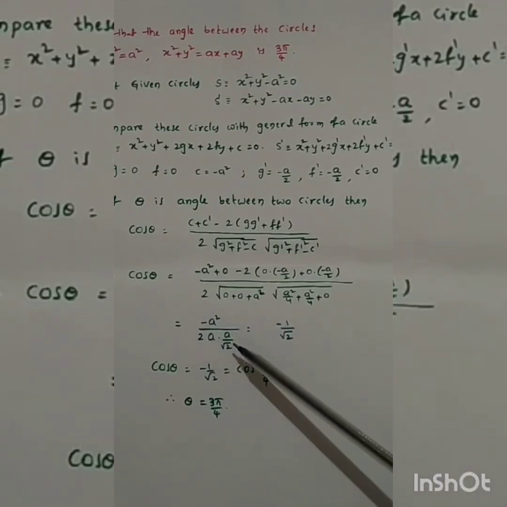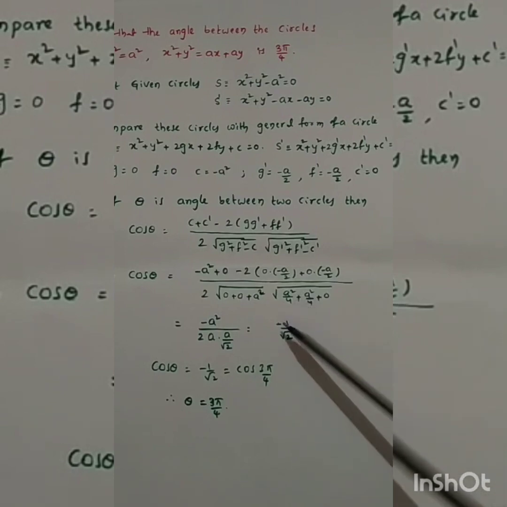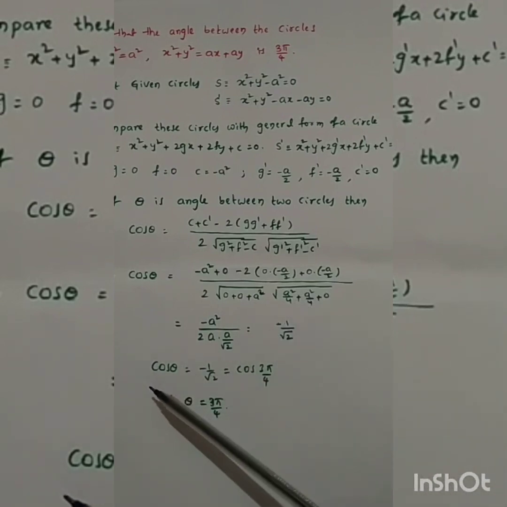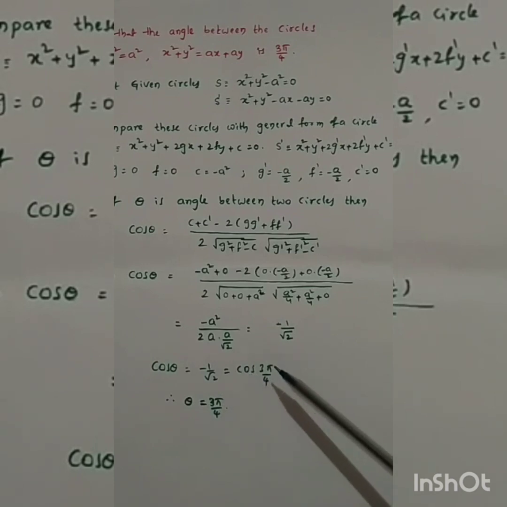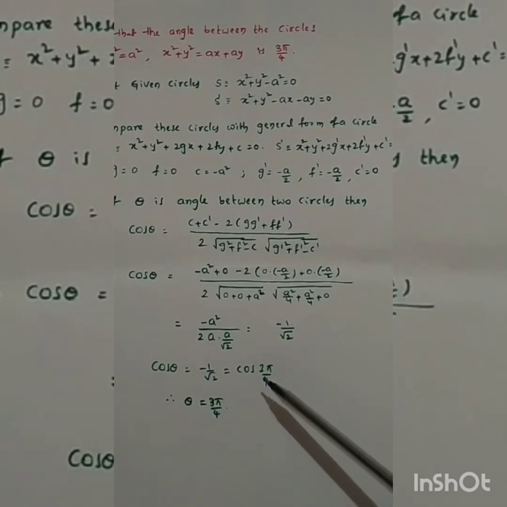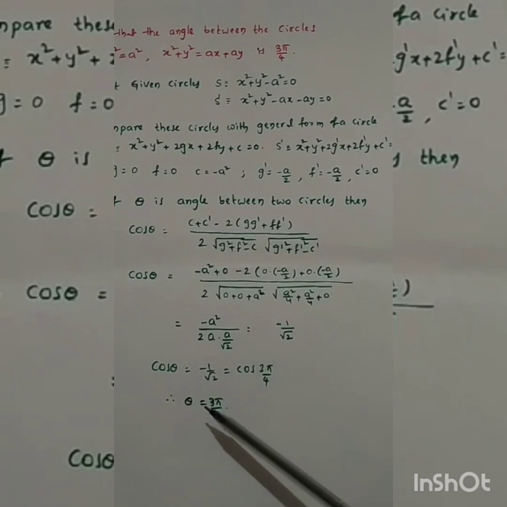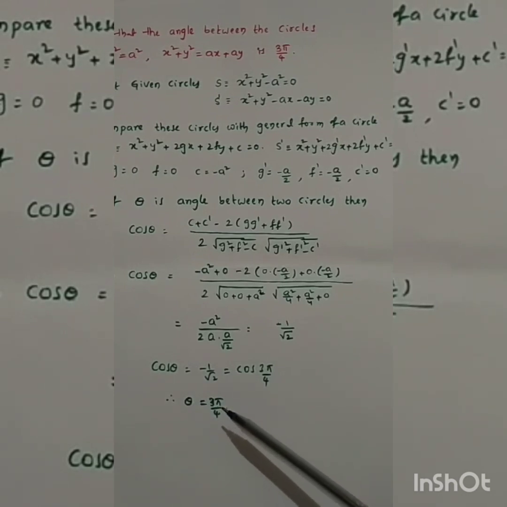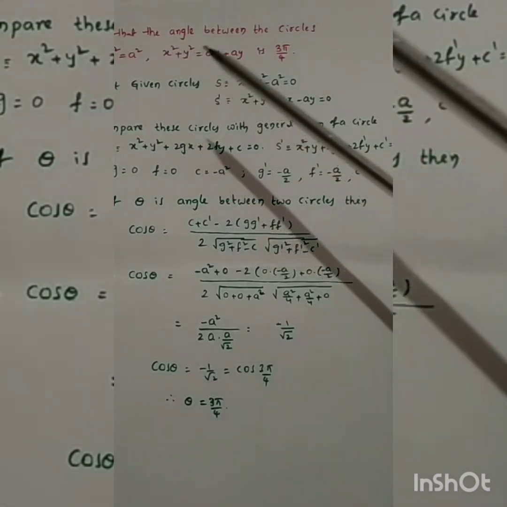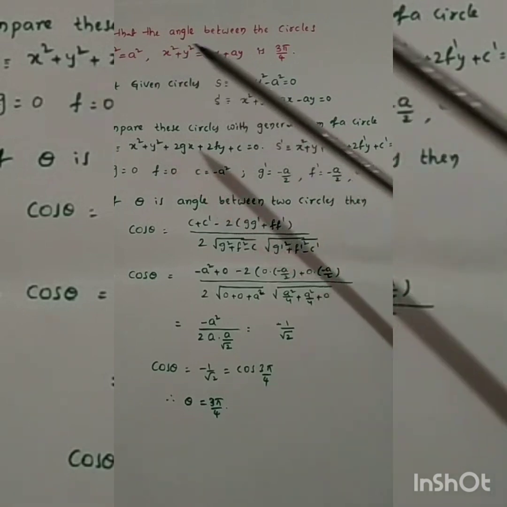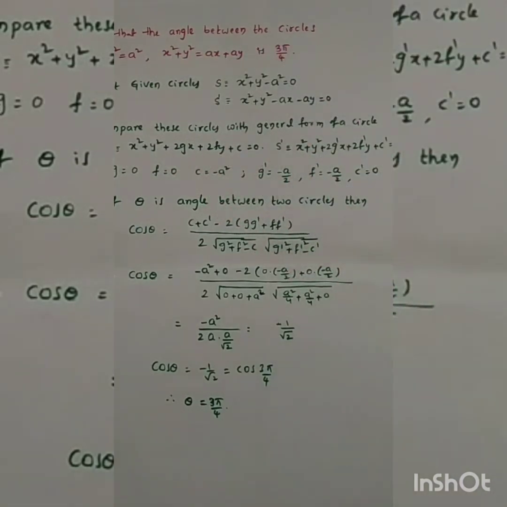2 by root 2 value is equal to root 2. So minus 1 by root 2. Cos theta is equal to minus 1 by root 2, which is equal to cos 3π/4 or cos 135 degrees. Therefore theta is equal to 135 degrees or 3π/4, the required angle. Okay. So in this question, we have shown that the angle between the two circles is 3π/4. Thank you.